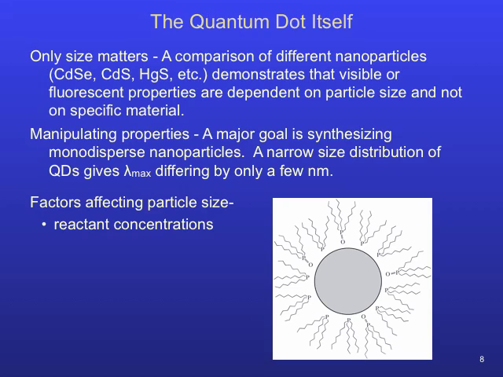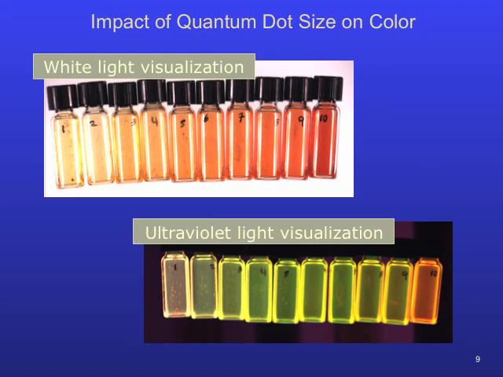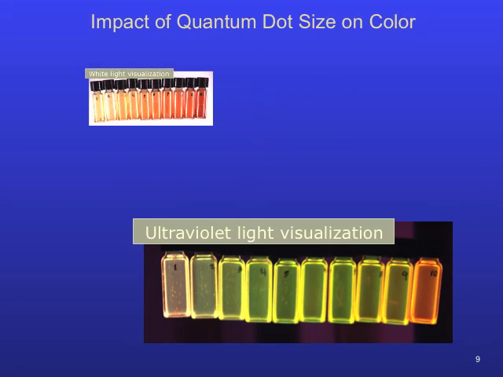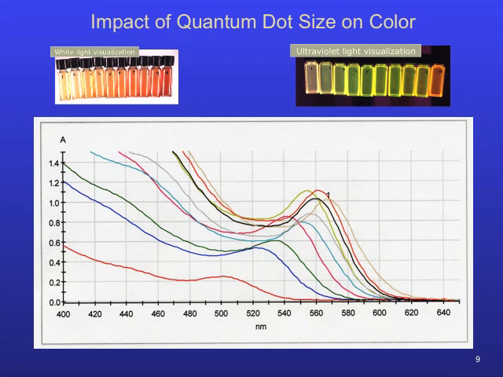Factors affecting the size of the quantum dots are concentration of the reactants, the temperature of the reaction, the time the quantum dot is allowed to grow, and the surfactants used. The effect of particle size of the quantum dot on the physical property of color is apparent in both room light and ultraviolet light. A handheld ultraviolet light source will be provided in lab to see the visual effect of ultraviolet light on a series of quantum dots produced in this experiment. The visible spectrum of each batch of quantum dots will be recorded using the lab's UV-Vis spectrophotometer.